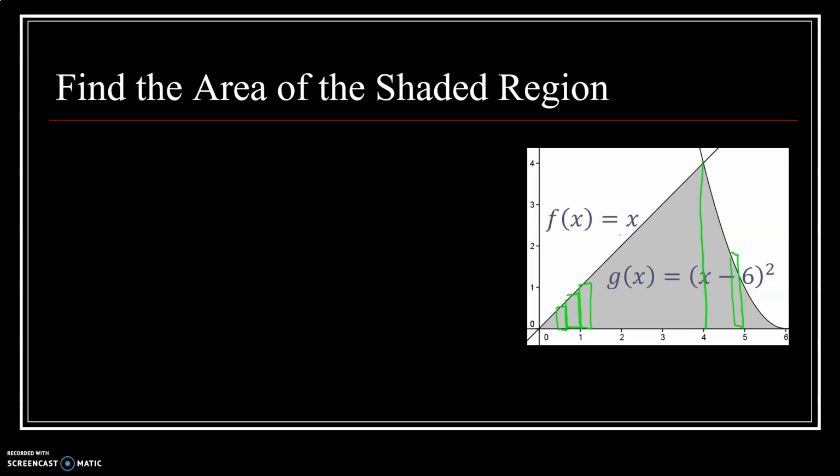squared. So if I want to find this area, I'm going to break it into two separate integrals. I'm going to go from 0 to 4, and I'm going to use the x curve. And then I'm going to do an integral from 4 to 6, and I'm going to use the x minus 6 squared curve.